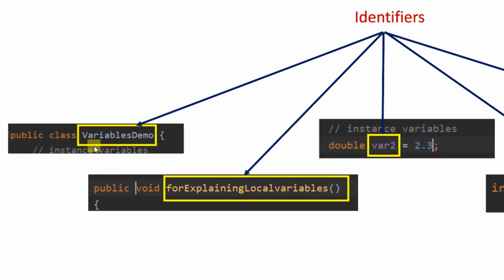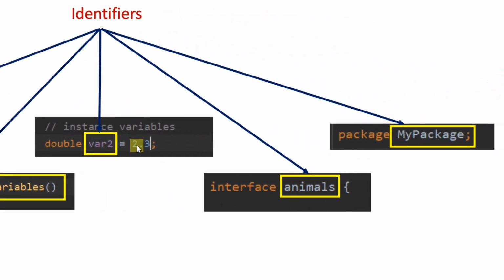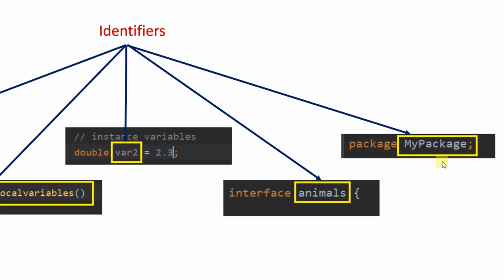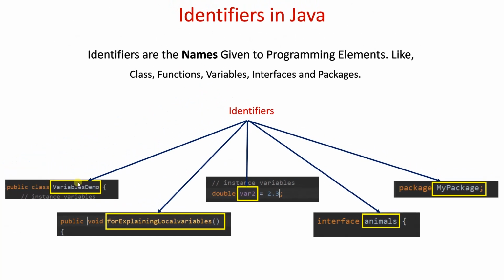Here this class name, variables demo, is an identifier, and here this method name, for explaining local variables, is an identifier. Here this variable 2 is an identifier, here animals is an identifier, and here this package, my package, is an identifier. So basically these are the names that we assign to these elements. We can use any name as an identifier.